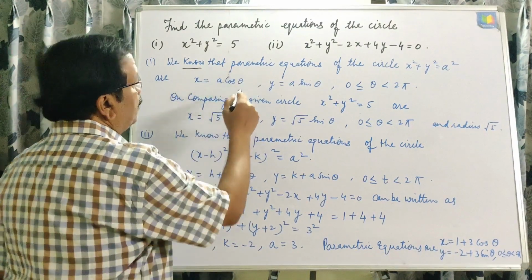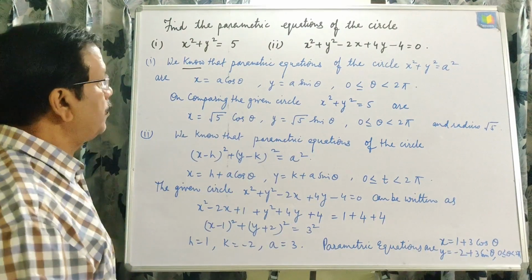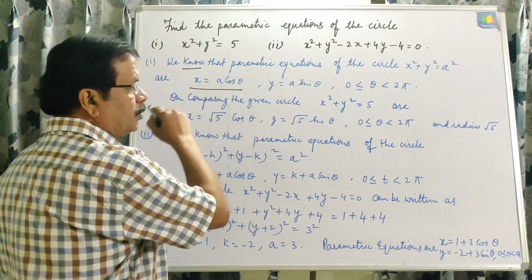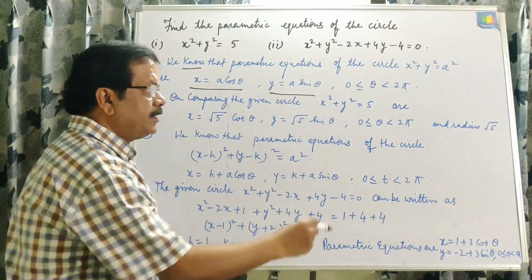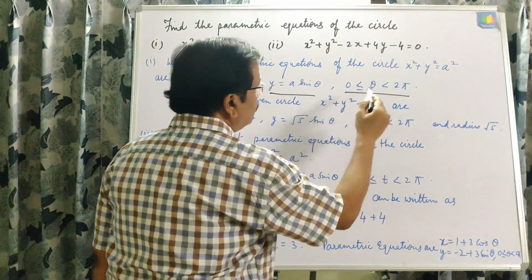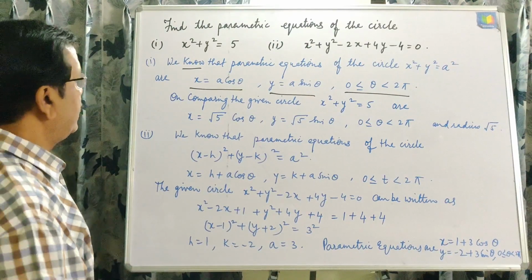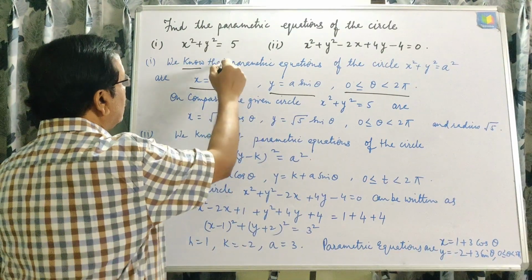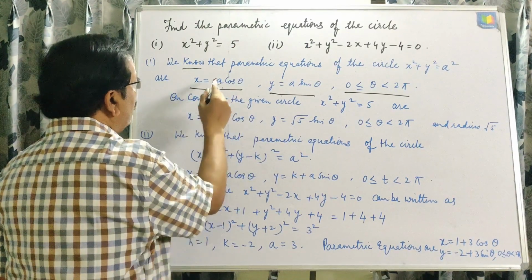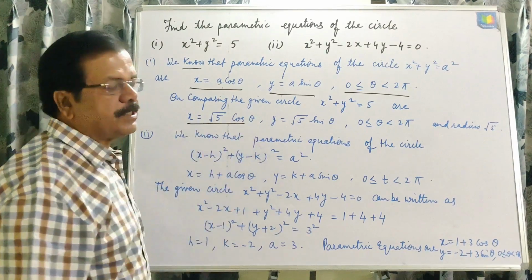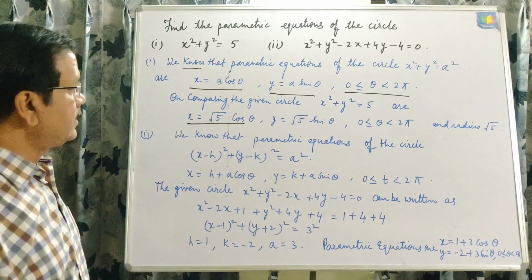We know that parametric equation of the circle x square plus y square is equal to a square is x is equal to a cos theta and y is equal to a sin theta, where theta has the range 0 less or equal to theta less than 2 pi. And then on comparing this, because a square, the radius will be root 5. And on comparing, we are getting parametric equation x is equal to root 5 cos theta and y is equal to root 5 sin theta.